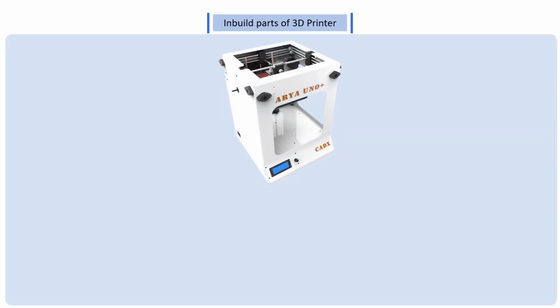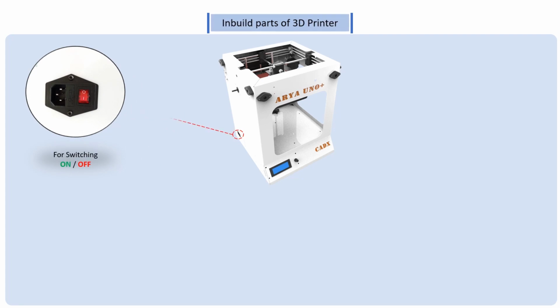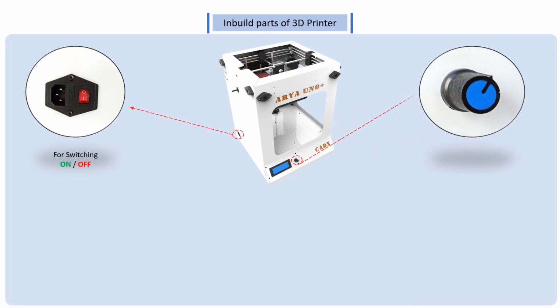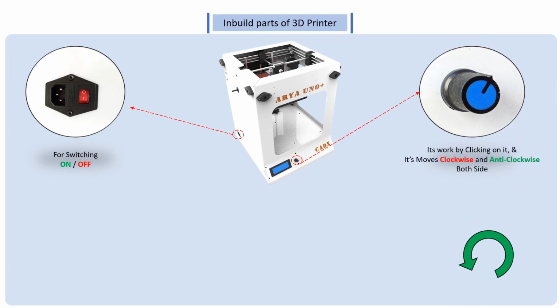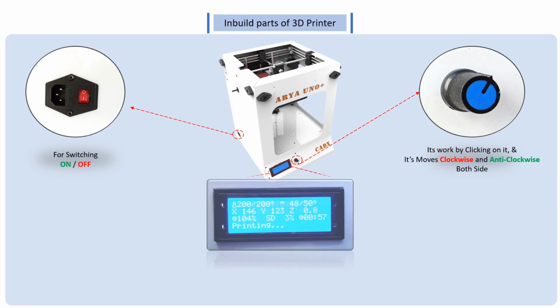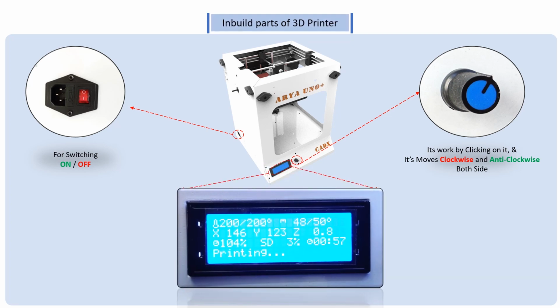Are you now ready to take a look at the inbuilt parts of a 3D printer? Well, here it is. This is the power supply switch. This is the rotary button. This rotary button works by clicking on it, and it moves clockwise and anti-clockwise, both sides. This is the LCD screen of the 3D printer.